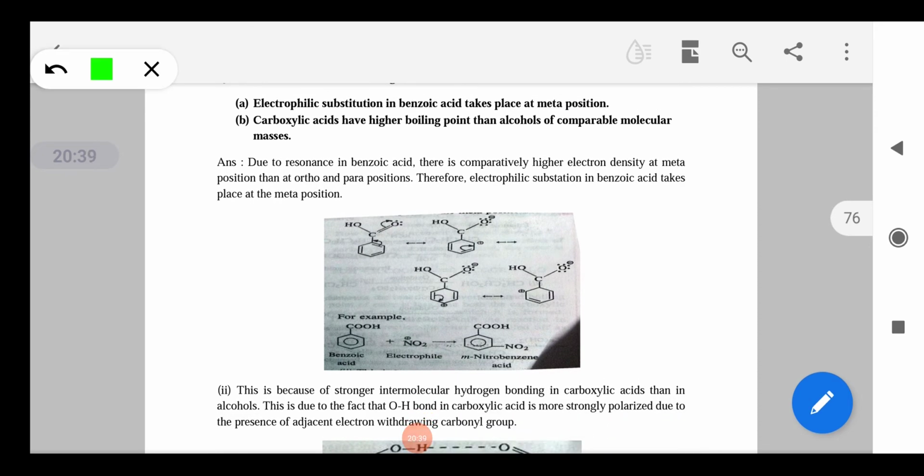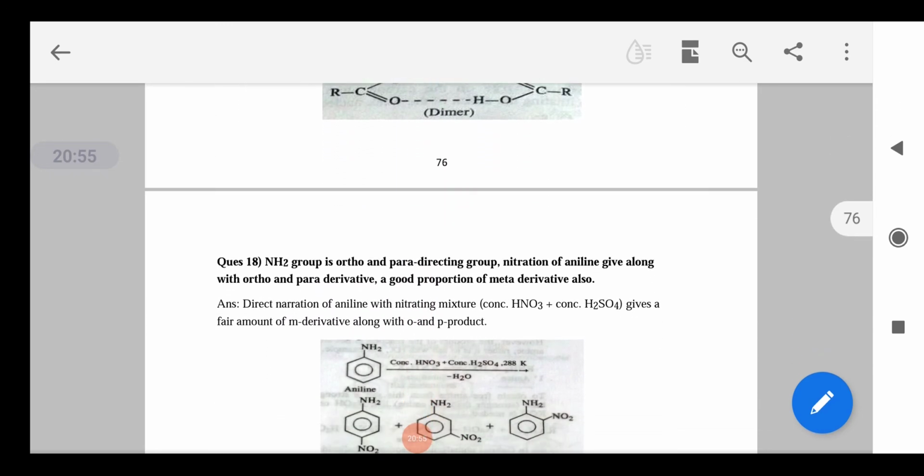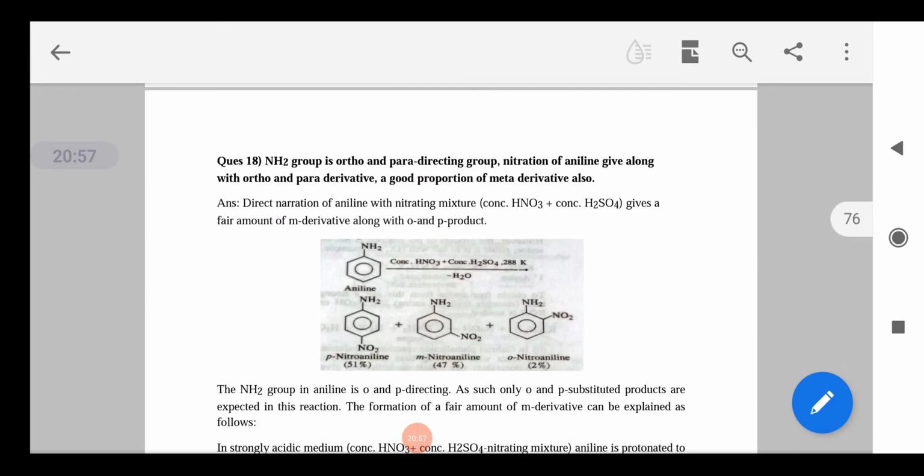Next question is, carboxylic acids have higher boiling point than alcohols. So you see, in carboxylic acids stronger intermolecular hydrogen bonding is there, besides there is dimer formation, but in case of alcohols dimer formation does not occur, so their boiling point is low as compared to carboxylic acids.